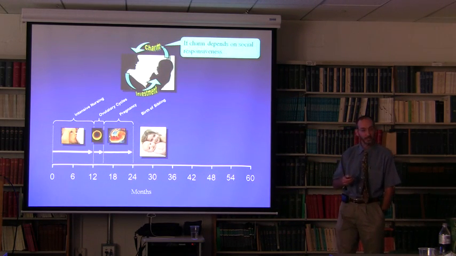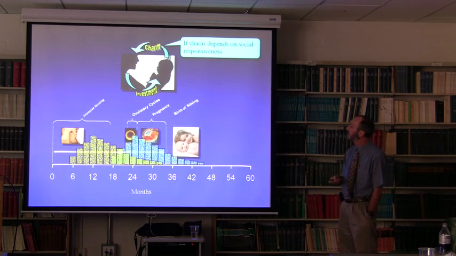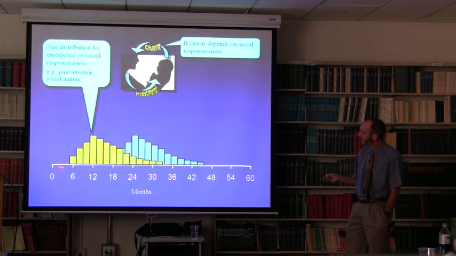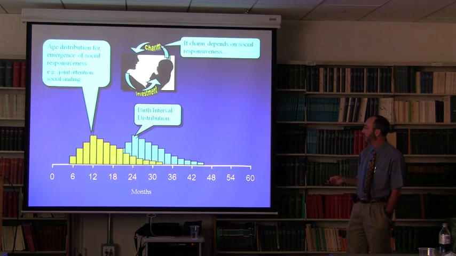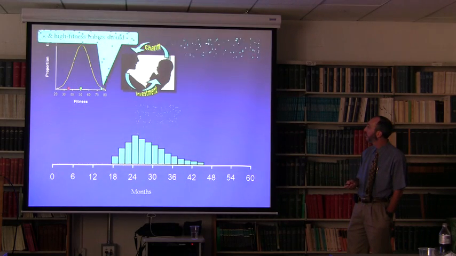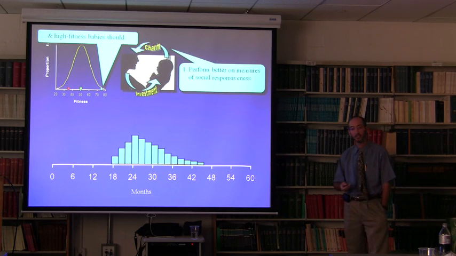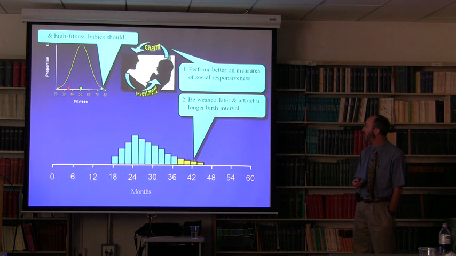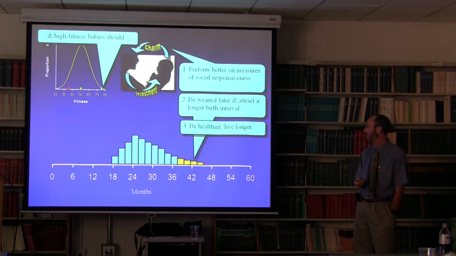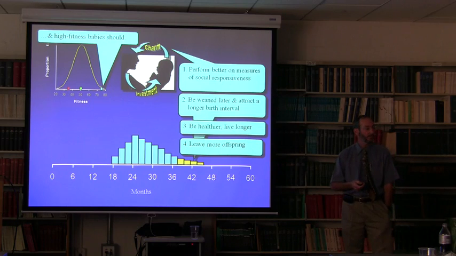If charm depends on social responsiveness, then the age distribution for the emergence of social responsiveness, as measured, say, by joint attention or social smiling, should parallel the distribution of birth intervals, but shifted at least 9 months earlier. And high fitness babies should perform better on measures of social responsiveness. They should be weaned later and attract a larger birth interval. And they should be healthier and live longer. And they should leave more offspring themselves.